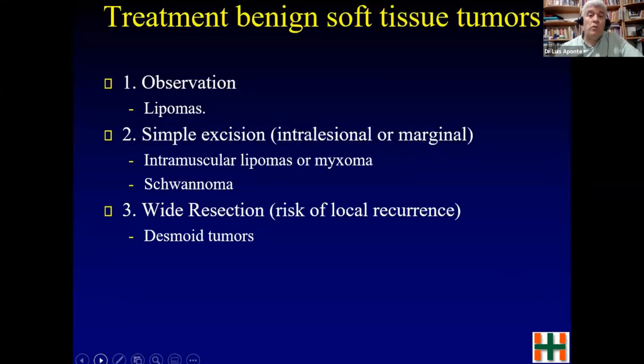So when we speak about benign soft tissue tumors, you can have observation, like lipomas, just watch them. Simple excision, like lipomas, you can perform intralesional or marginal, or myxomas or schwannomas. And there is a tumor that needs wide resection, the desmoid tumors, really the worst. It's like chewing gum. You have to take it all. The risk of local recurrence is very high.